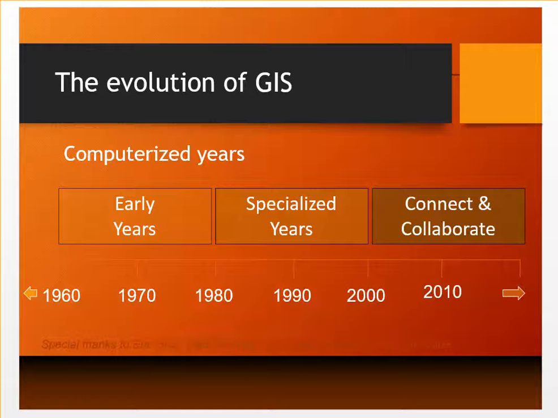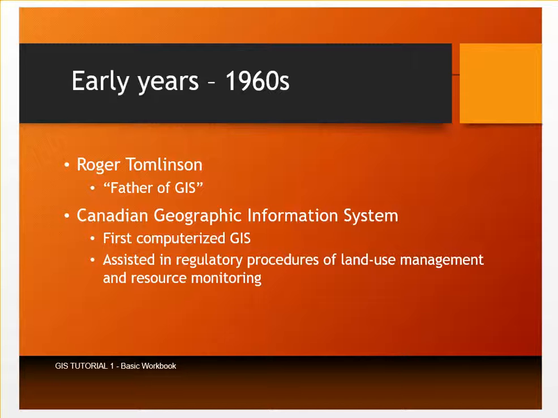So how has GIS evolved over time? It certainly came into being with the advent of the computer, and has come a long ways since then. It started in the 60s. A man named Roger Tomlinson in Canada, who is widely regarded as the father of GIS, developed the first computerized GIS, Geographic Information System, to help with land use management and resource monitoring. GIS has a rich history in those fields.